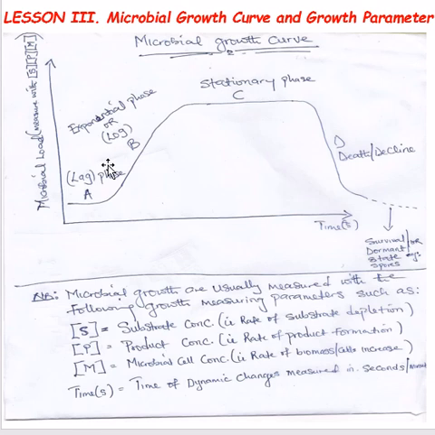We'll discuss this in more detail on a different slide. This phase, which seems very flat and horizontal, we call the stationary phase. This is where the death rate and the growth rate are at equilibrium. We also call this phase the steady state phase. That means the population that is growing and the population that is dying are relatively at equilibrium, and this happens when the nutrient is almost exhausted.